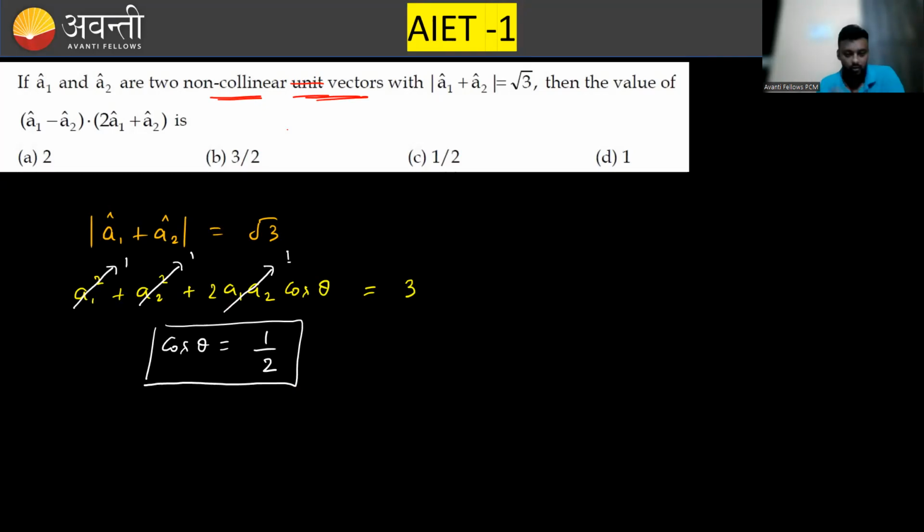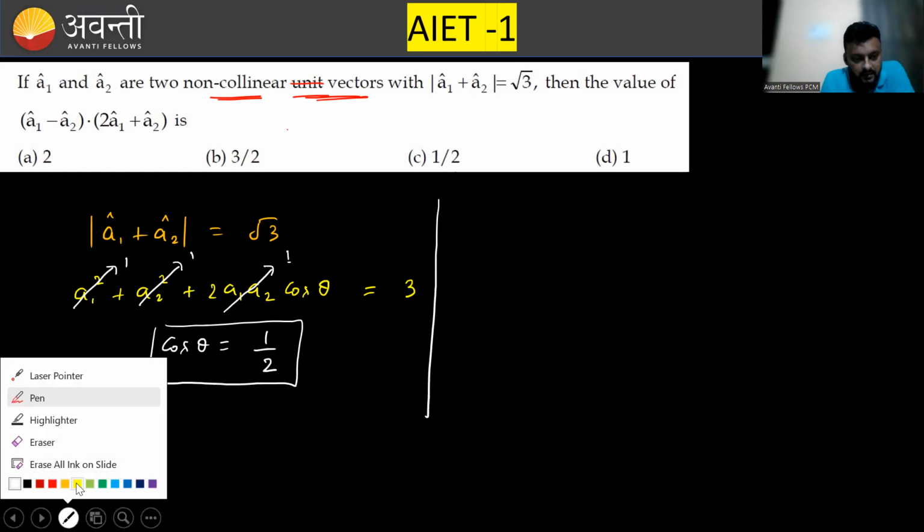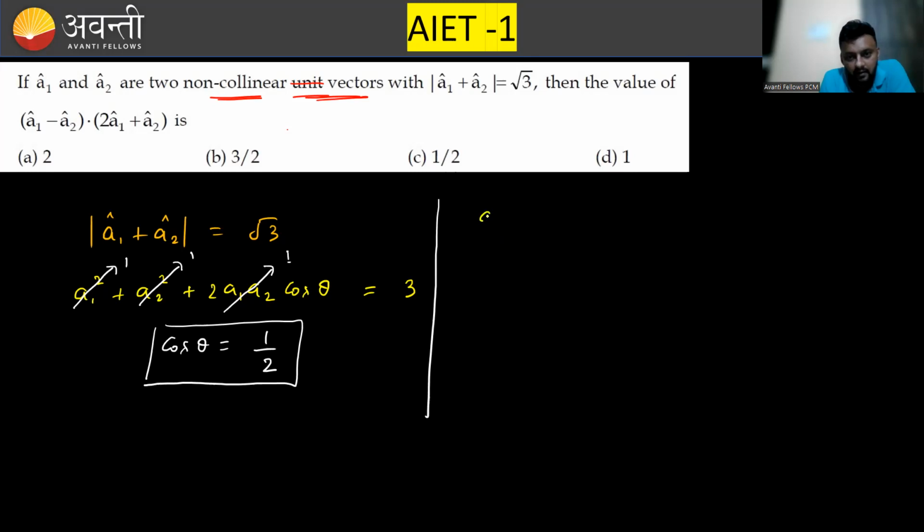Clear till now? Now one more thing. Now they are asking, if I write it again, calculate A1 minus A2 dot product with 2A1 plus A2. Everything is a unit vector. Now what you should do, calculate the dot product. I think this is basic.